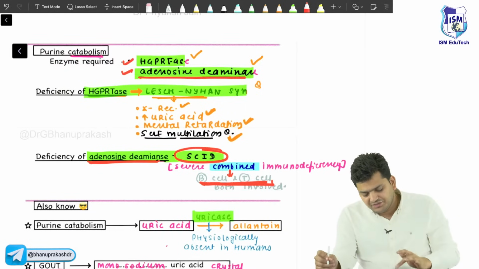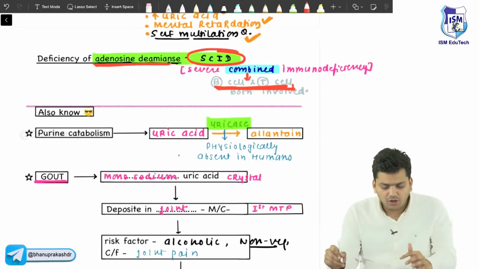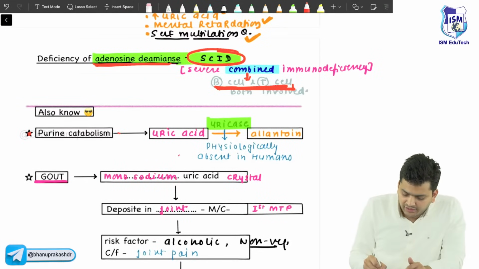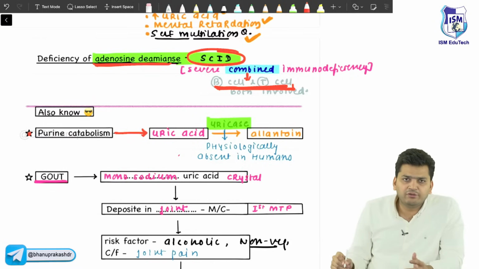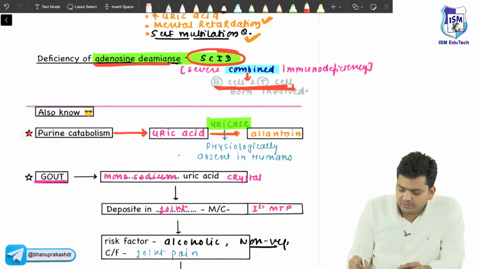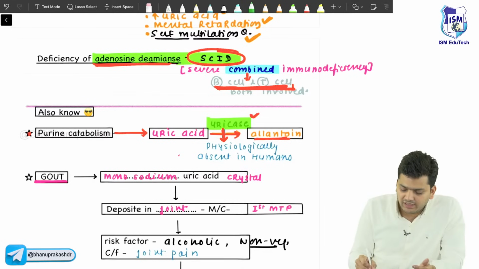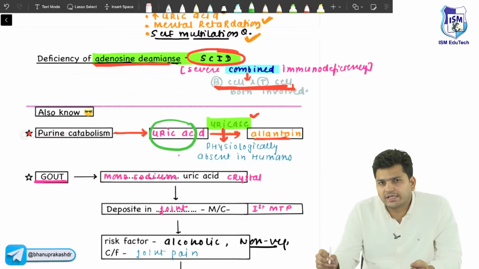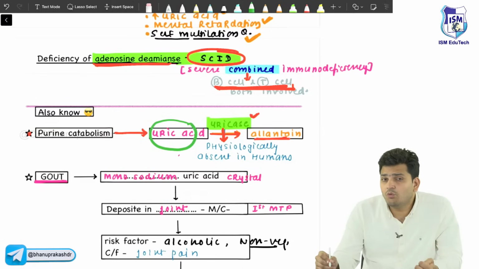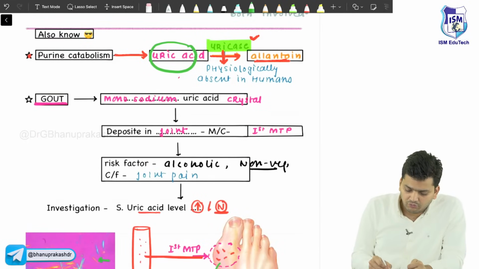Now, when we talk about purine catabolism, when you destroy the purine, you get uric acid. And this uric acid could have been converted into allantoin with the help of the enzyme uricase. But this uricase enzyme is physiologically not found in humans. So the last product we are technically making by purine catabolism is uric acid. And if this uric acid is more, crystals will be generated, they will deposit in the tissue and will lead to gout. So what is gout?